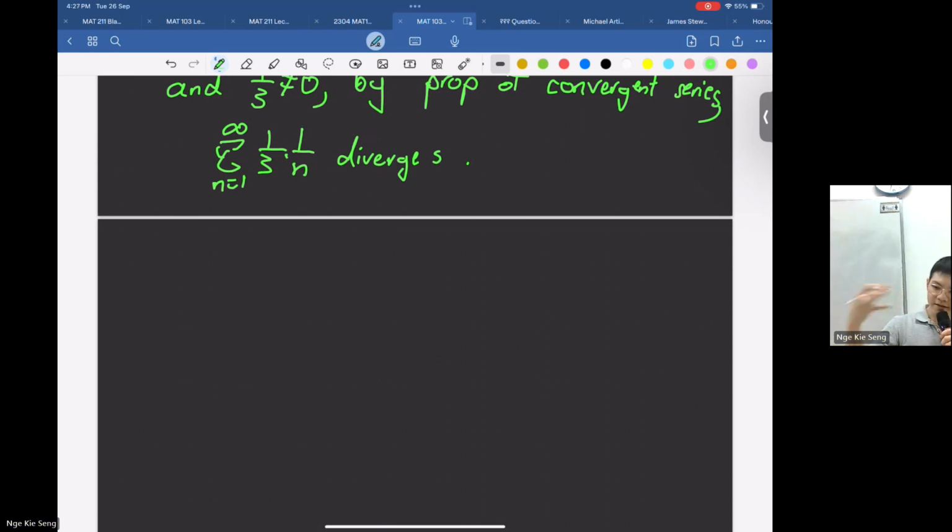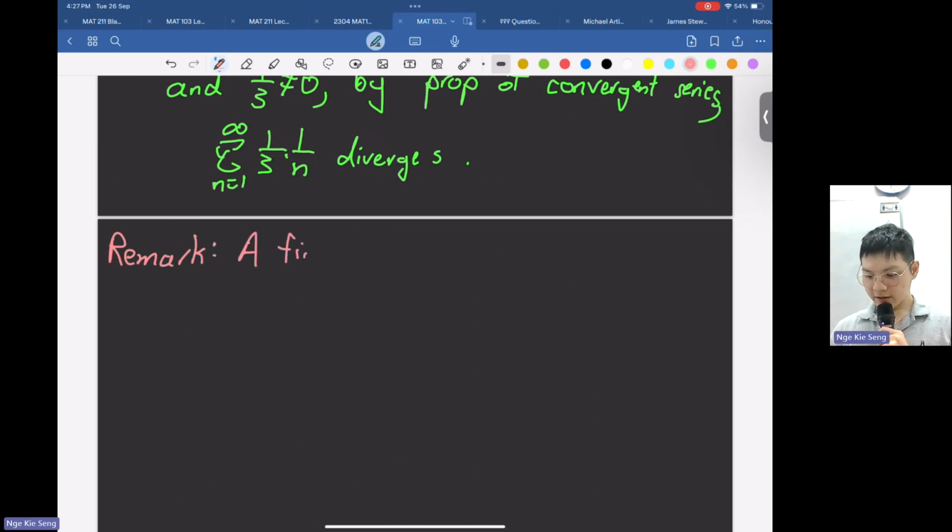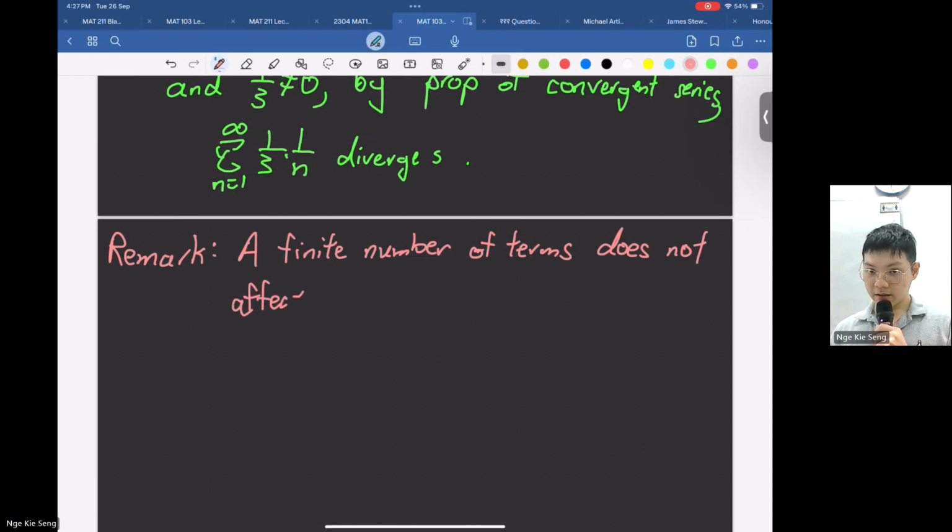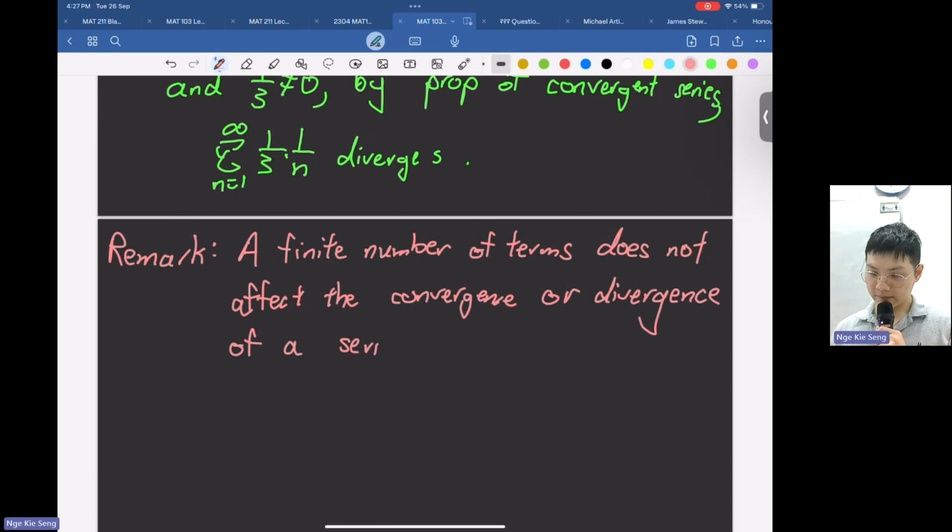So, there's a remark I want to make here. A finite number of terms does not affect the convergence or divergence of a series. Okay. So what do I mean by this?